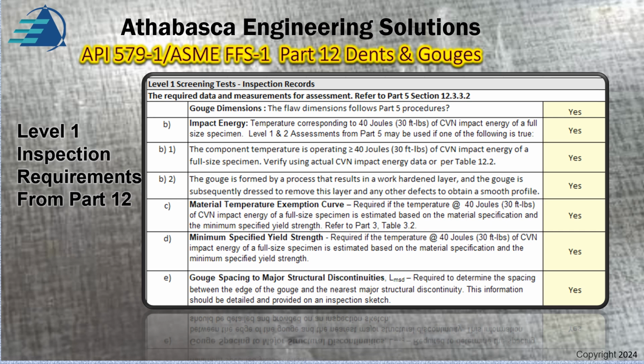For a level one inspection, the inspection report must consider these issues. Have we got the dimensions as per the Part 5 procedures? Do we have the impact energies that we need? The component temperature is operating above this, and we're using a full specimen. There are questions about whether, when they did the inspection, they removed the locally work hardened layer associated with that gouge. Do we have the material exemption curves? Do we understand our minimum specified yield strength? And have the gouge spacing to the minor structural discontinuity and major discontinuity locations been clearly outlined in the sketches?